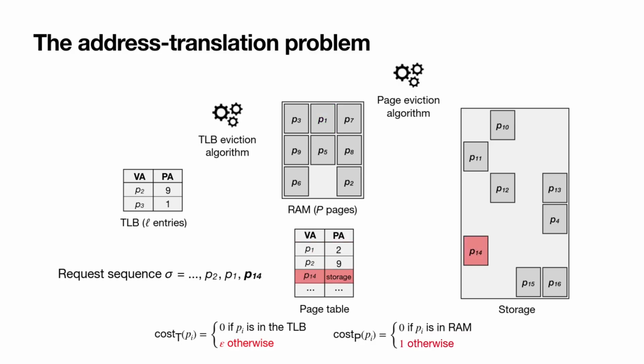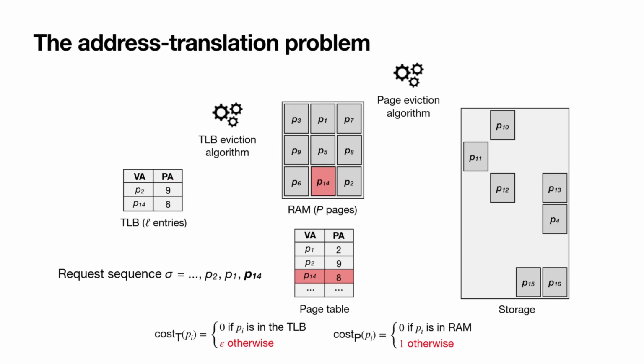So finally, we have a request for P14, which incurs misses in both the TLB and RAM, so the overall cost of this access is 1 plus epsilon. So the page, in this case, is going to be fetched from storage. The page table entry is updated with the new physical address, which is 8. And now the TLB again can choose whether to insert this into the table or not. And so in this case, it chooses to insert it, but the TLB is full, so it has to pick an entry, say this one, remove it, and now we have room to insert this new entry.